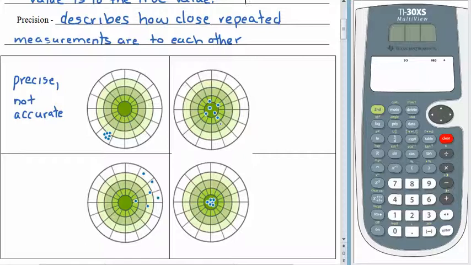Over here on the upper right-hand side, we have a lot of values that are really close to the center, but they're pretty spread out. Being close to the truth, being close to that center, makes us accurate. But being spread out means we are not precise.